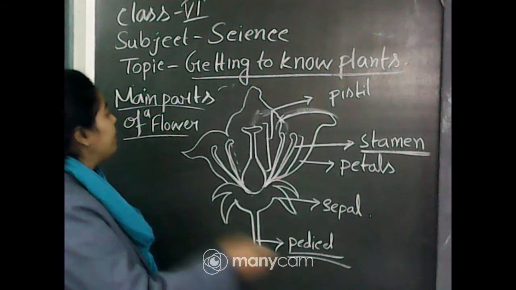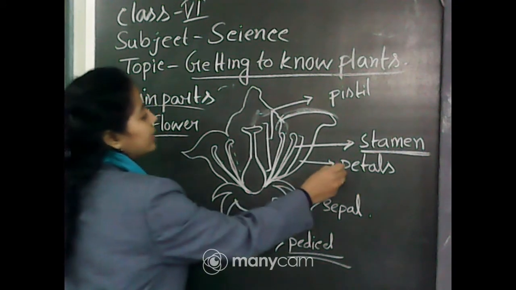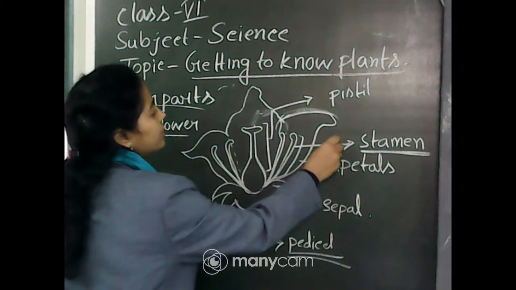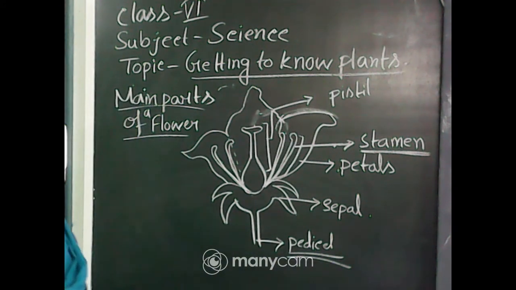So, the flower has 4 main parts: sepals, petals, stamens and pistil. Understood everyone? Now, I will tell the different functions of sepals, petals, stamens and carpels.